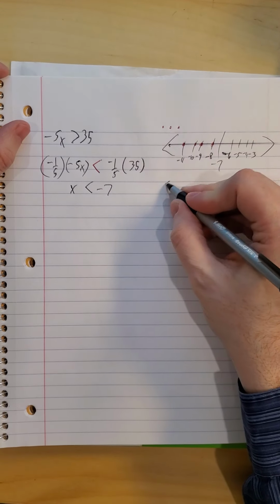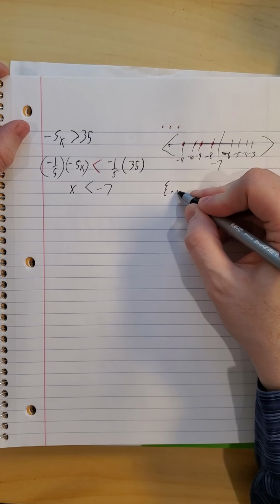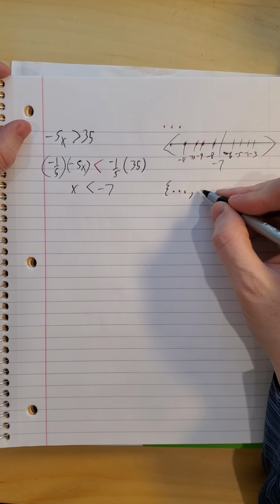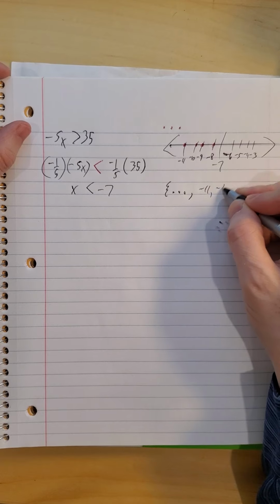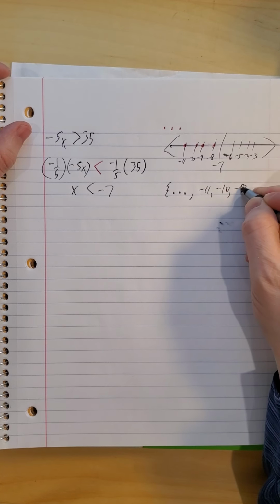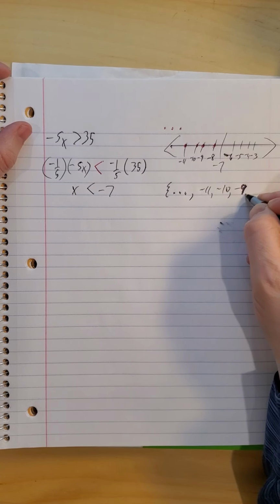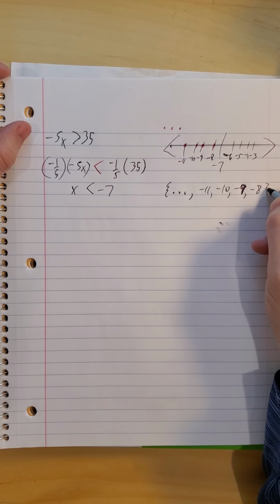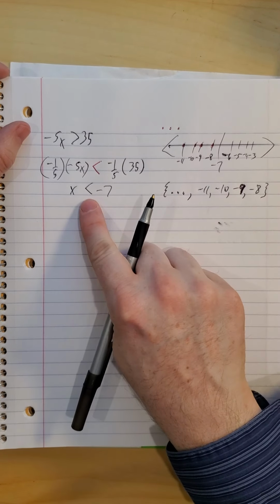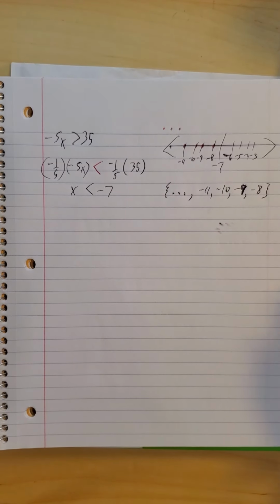So as far as our solution set, we're coming from -infinity. We had the -11, -10, -9, which I'll write as -9 this time, -8, and we don't get to include the -7 because of the strict inequality.